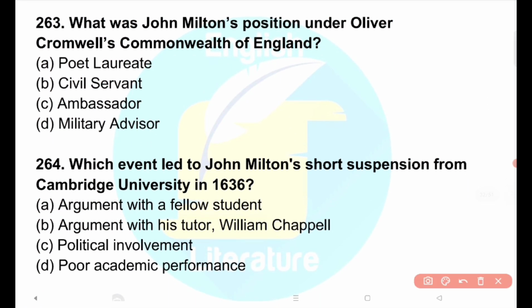What was John Milton's position under Oliver Cromwell's Commonwealth of England? Option B, civil servant. Milton served as the Latin Secretary for Foreign Affairs in Cromwell's government. His role involved writing official state correspondence in Latin. Despite his progressive political views, he was later persecuted after the monarchy was restored in 1660.